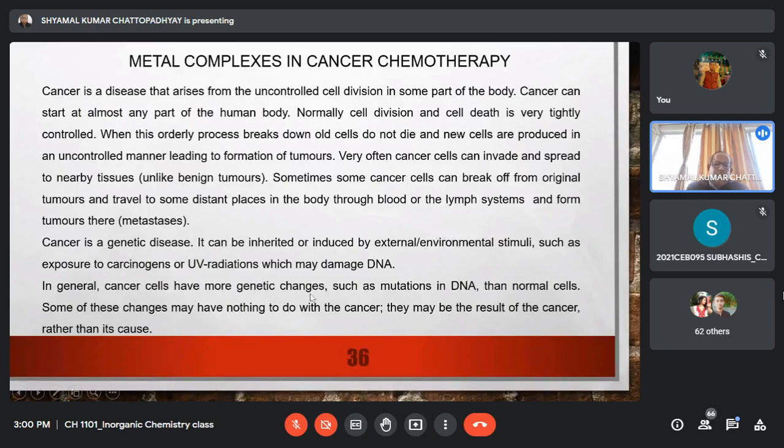In general, cancer cells have more genetic changes than normal cells, right? If you compare the normal cells and cancer cells of a person infected with cancer, you will find that the cancer cells contain more genetically modified cells than the normal cells.